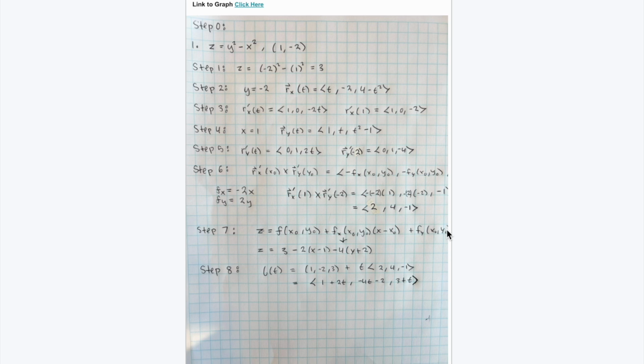And then for step 8, finding the normal line using the point and the normal vector, it's just in parametric form. So it's the point plus t times the normal vector, which gives you this in parametric form.